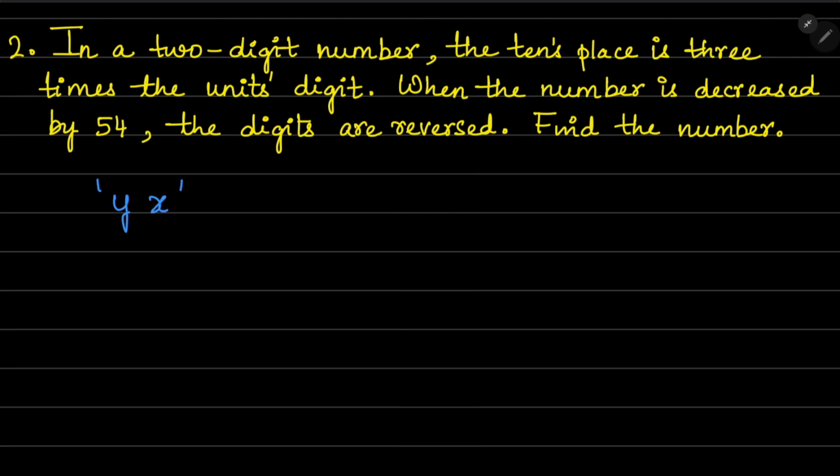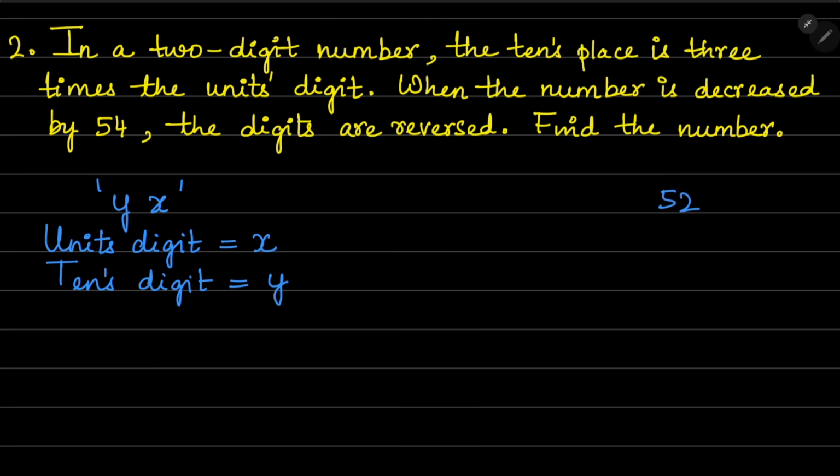You can take xy also. In this case, what is your x? Your x is nothing but your units digit or ones digit. Okay. So let your units digit be x. And your tens digit, what's your tens digit here? Is equal to y. Right? So what is the expansion? So suppose your number is 52, right? What is your 2? 2 is your units digit. And what is your 5? 5 is your tens digit.